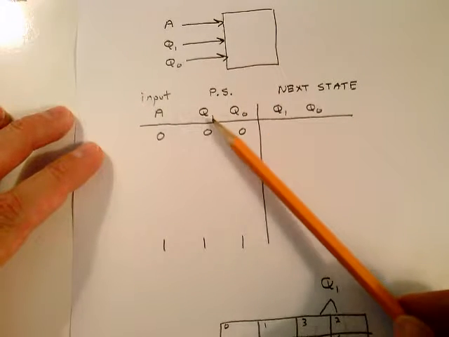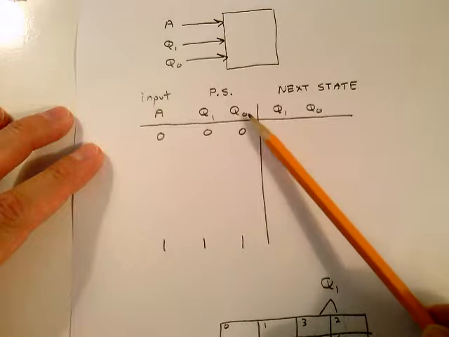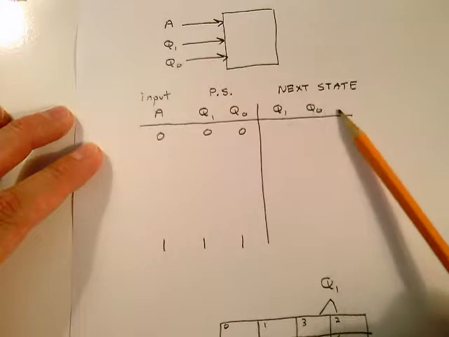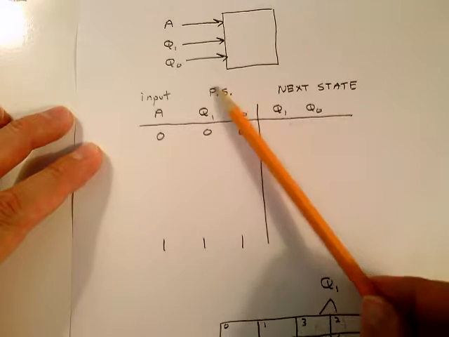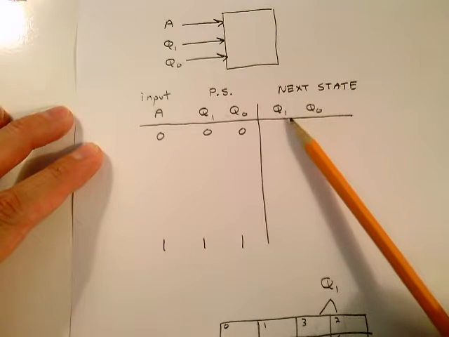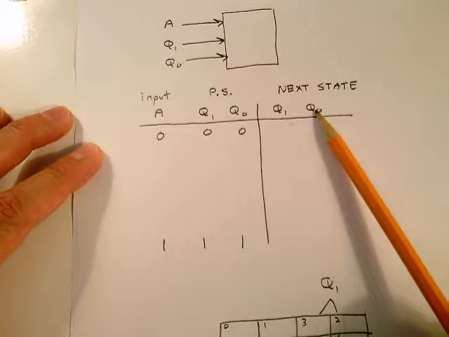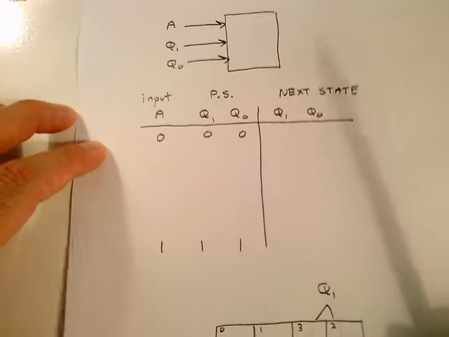I don't want you anymore to put Q to the 1 to the N and Q to the 0 to the N, and this is Q to the 1 to the N plus 1, this is Q to the 0 to the N plus 1. Look, we know these are present states, Q1 and Q0. It's defined here. We know this is the next state, so you don't have to put N plus 1. You put Q1, Q0, Q1, Q0. This will define present state and next state. Let's take a look at another example.